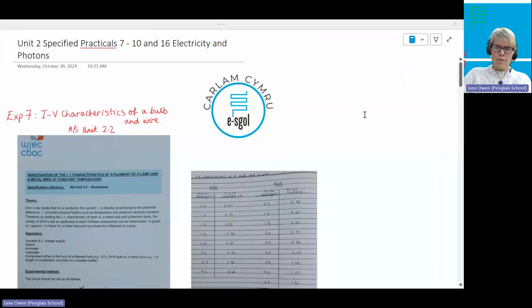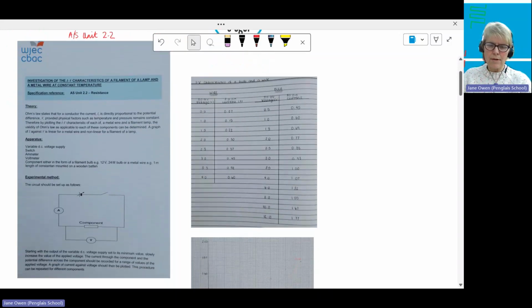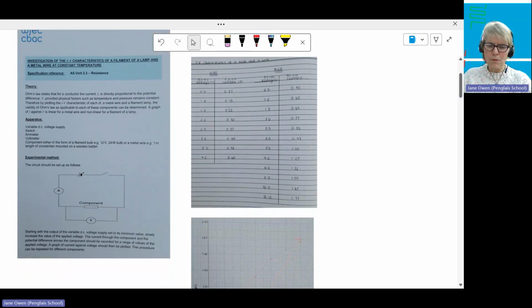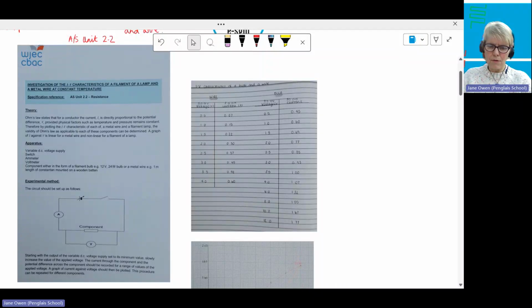Okay, so first of all, let's have a look at experiment 7, the current-voltage characteristics of a bulb and a wire. If you have got the WJEC lab book, this is the page from that. For this first experiment, you just set up a simple circuit with a variable power supply so that you can do a range of currents and voltages through a component. We're going to do two components, a bulb and a wire.